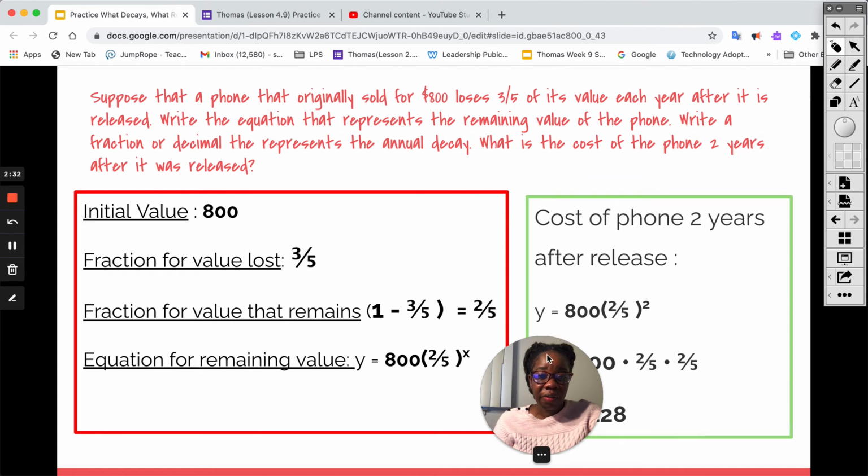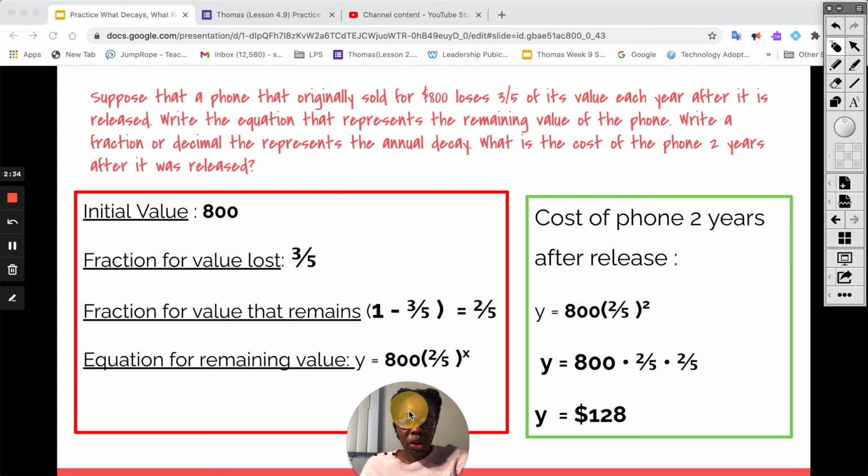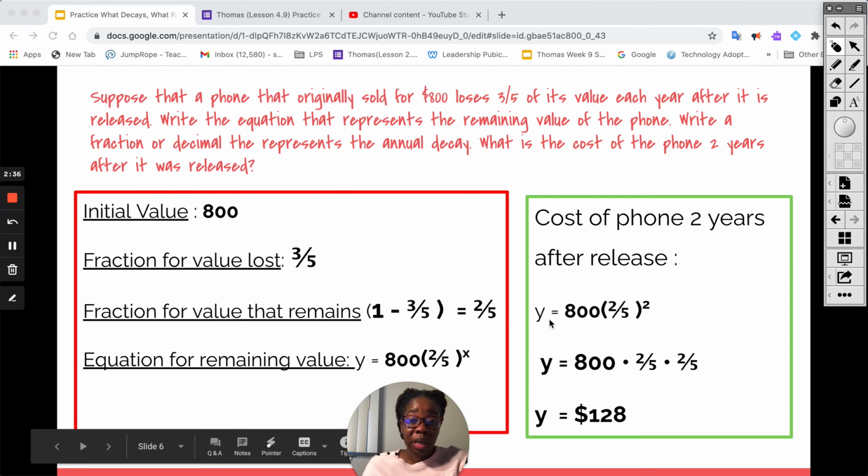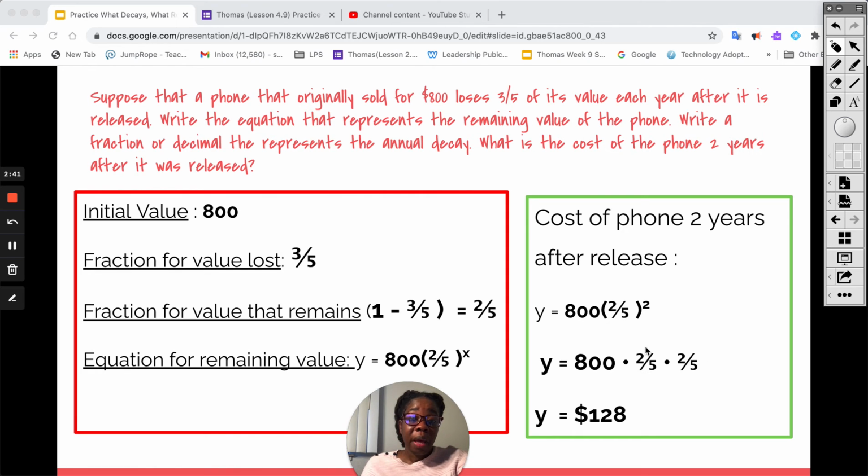So the cost of the phone 2 years after it has been released is going to be y is equal to 800 times 2/5 raised to the second power. That means you're multiplying 2/5 times 2/5. You can also do this as 0.4. And you just plug this in your calculator.